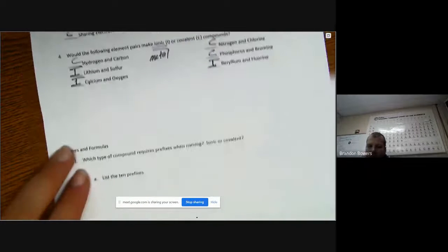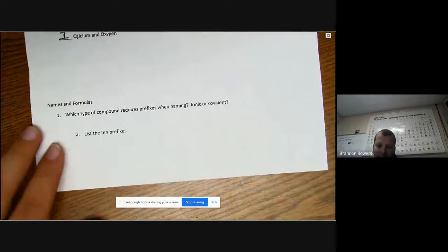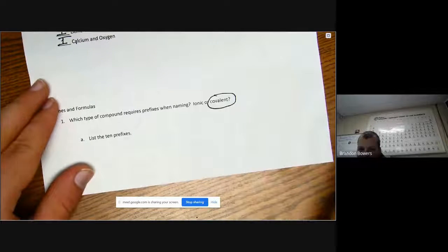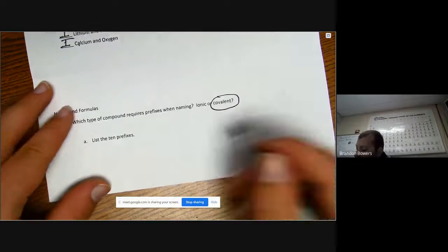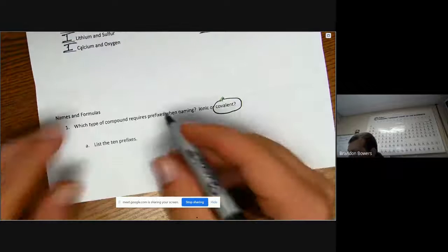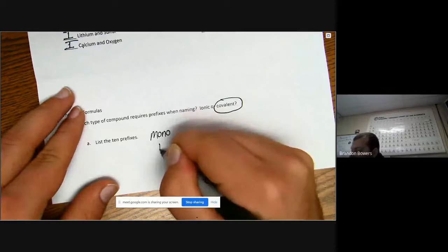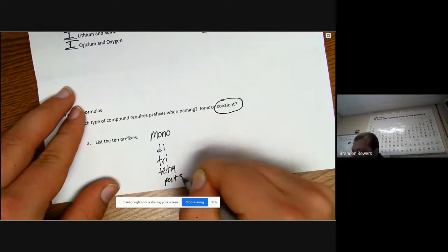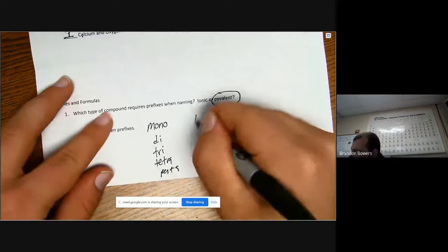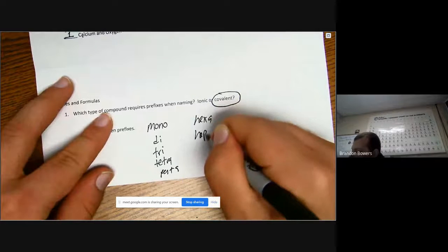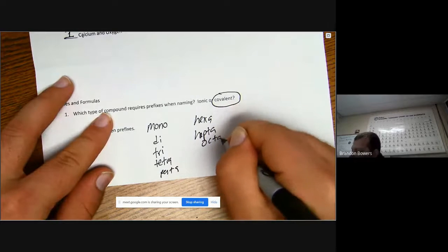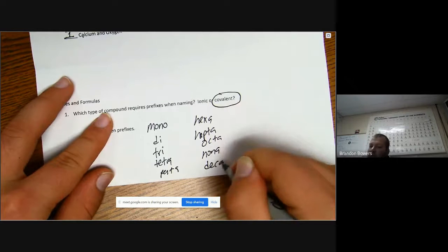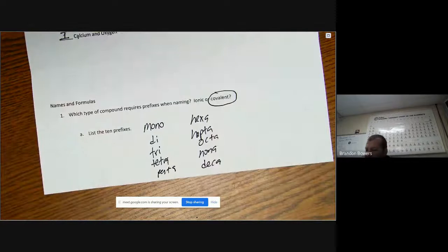Okay. And then at the bottom, it says, which type of compound uses prefixes? Well, that's covalent. List the 10 prefixes. All right, so hopefully you guys are starting to get them. Mono, di, tri, tetra, penta, hexa, hepta, octa, nona, deca. Hopefully we've been saying those. Hopefully they're starting to stick a little bit.